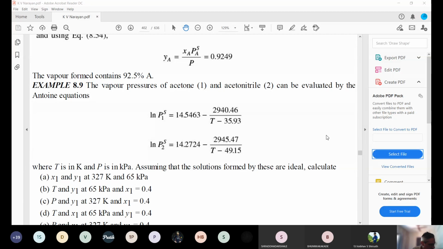वो अगर P1s P2s, क्या है वैल्यू P1s P2s? So P1s is 95.97 kilopascal and P2s is 44.8507. Okay, so now find out what is P, total pressure.